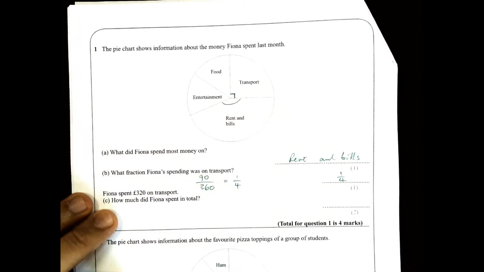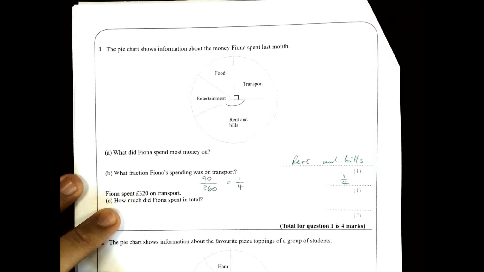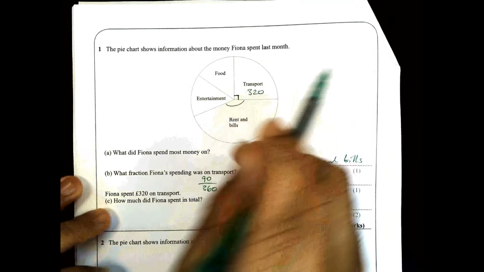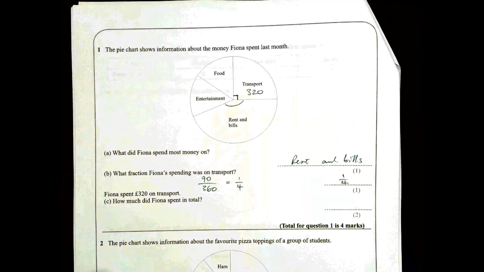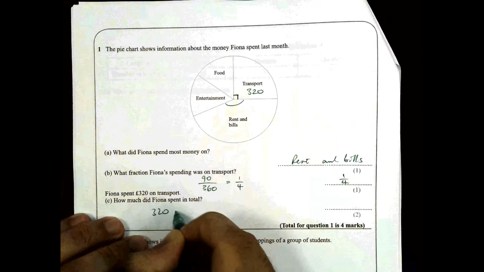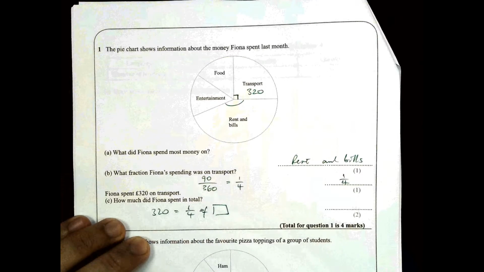Finally, it says Fiona spent £320 on transport. How much did she spend in total? So for this question, what you need to think about is, if I know that this bit here represents 320, and that's a quarter of my total, how can I work out the total? Well, if you know it's a quarter of the total, what do I need to do to it to work out the entire total? So what I'm basically saying is 320 is a quarter of something. So how do I go backwards from there?